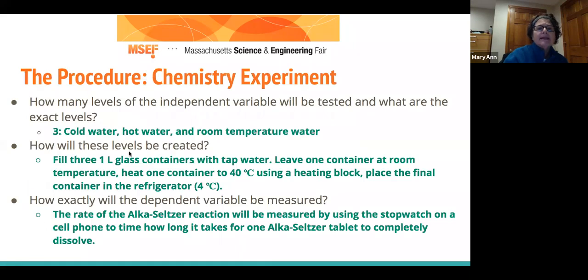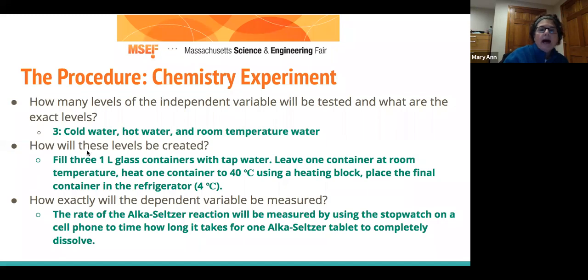So I make the kids answer these questions in their notebook. How many levels of the independent variable? We're going to do 3. The 3 levels are cold water, hot water, and room temperature water. And going back to Jean, these are your 3 groups, by the way.